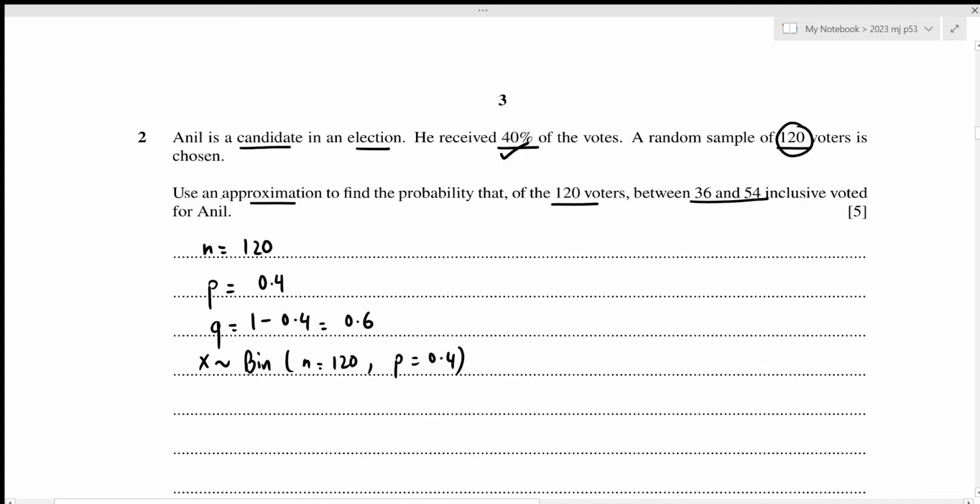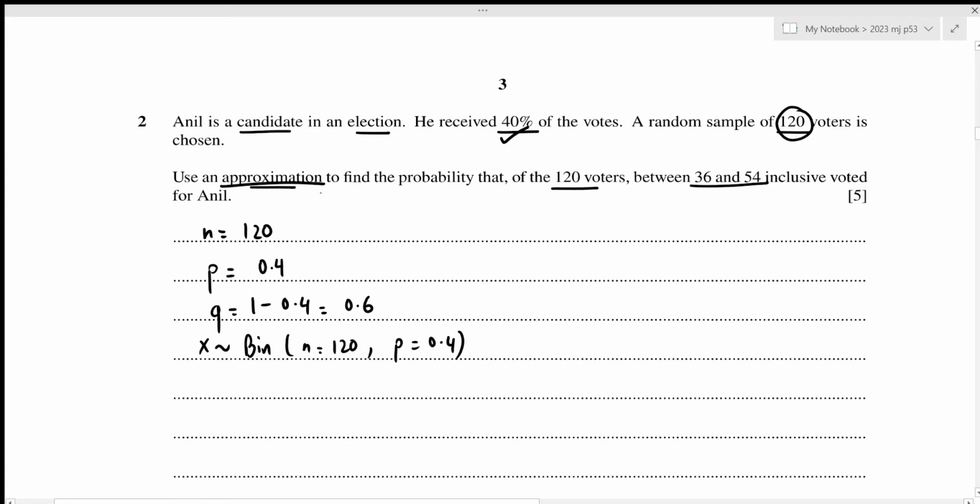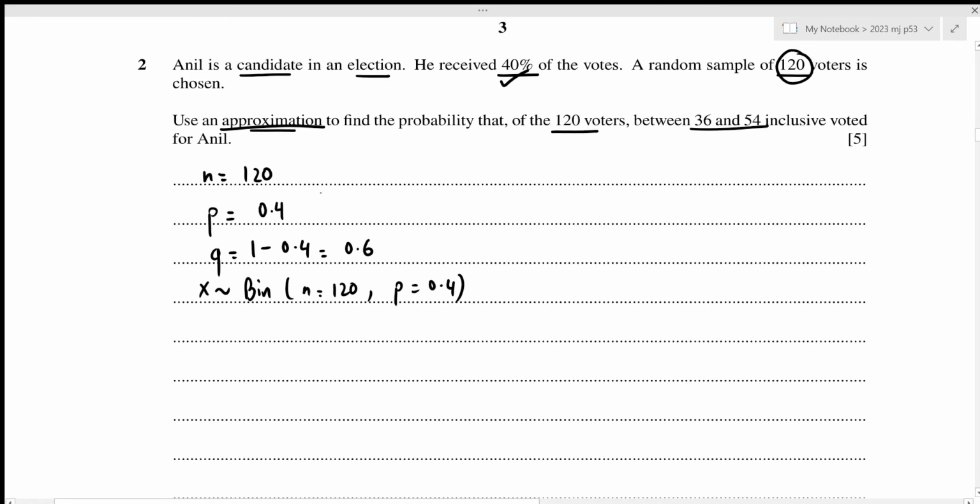Now we need to use an approximation. For approximation, what we do is we just take the same mean for our normal distribution as the mean for our binomial distribution. And remember that our mean for normal distribution is denoted by mu, whereas the mean for the binomial distribution is np. So that's 120 times 0.4, which results in a mean of 48.